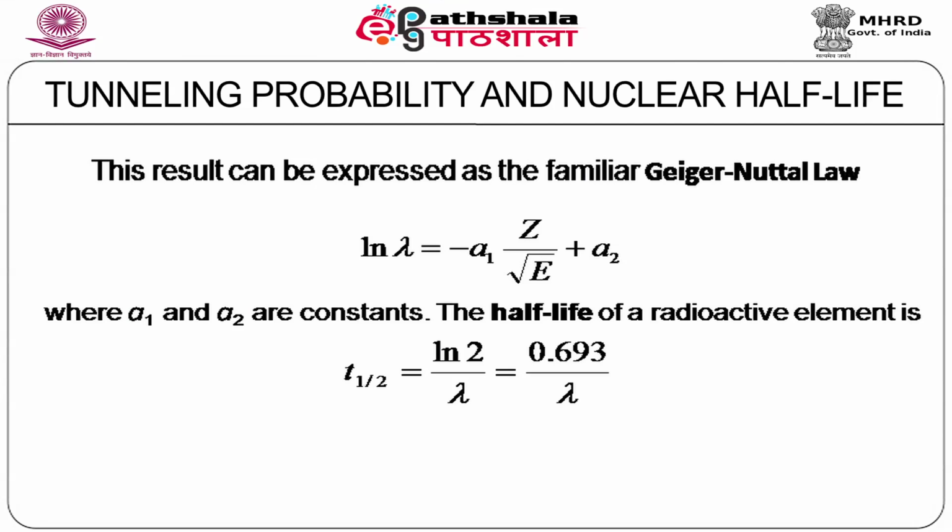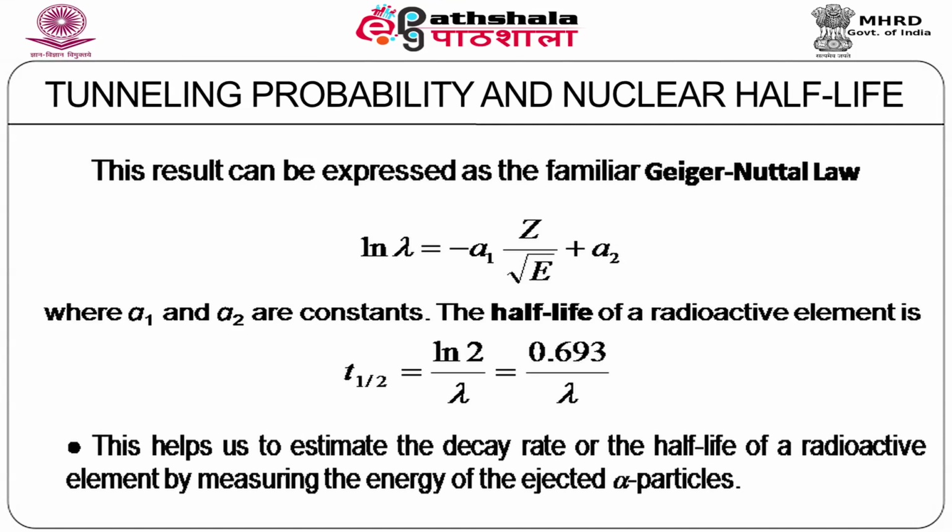The half-life of the radioactive element is denoted by T half. That is equal to the natural logarithm of 2 divided by lambda, which is 0.693 divided by lambda, where lambda is given by the formula which involves the natural logarithm of lambda. That's the Geiger-Nuttall law.